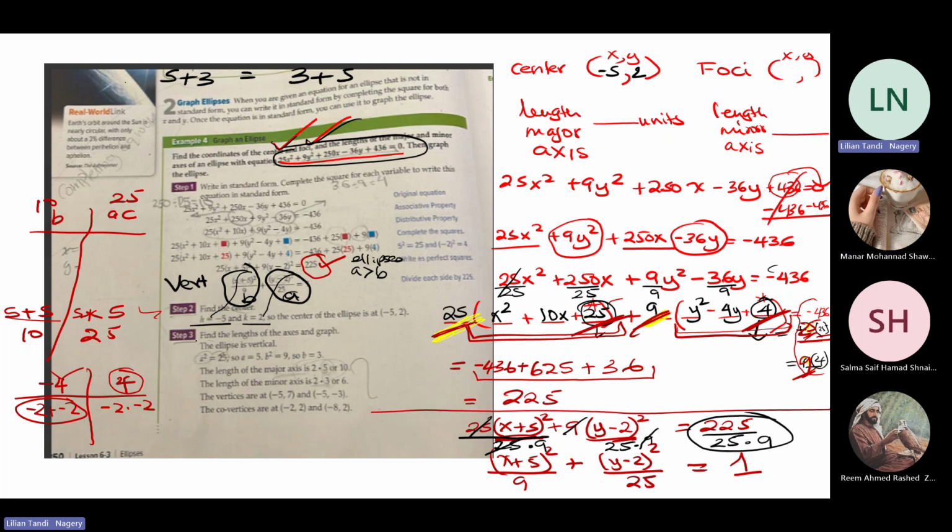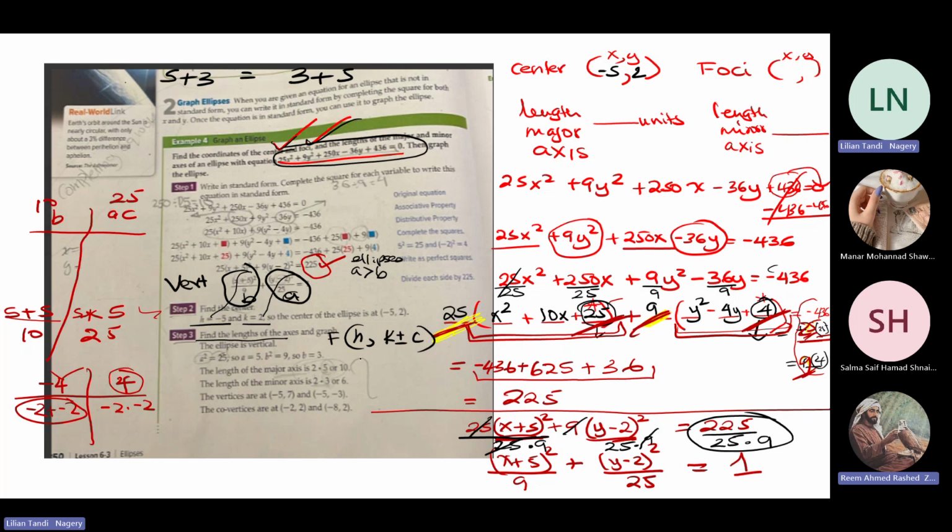Now we want to find the length. I want the foci. How do I find the foci? When it is vertical, the foci are at H comma K plus or minus C. That will give me the foci when it is vertical.